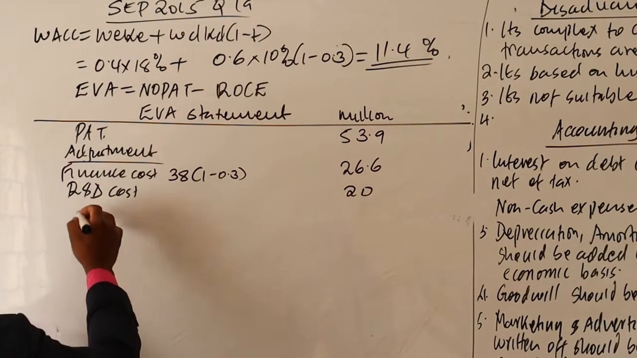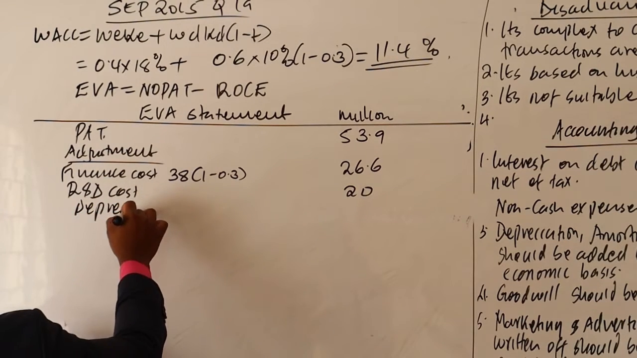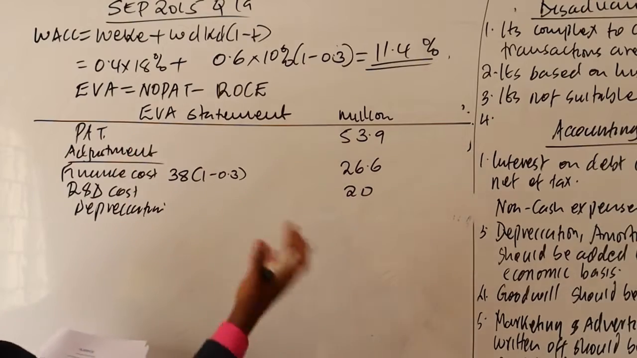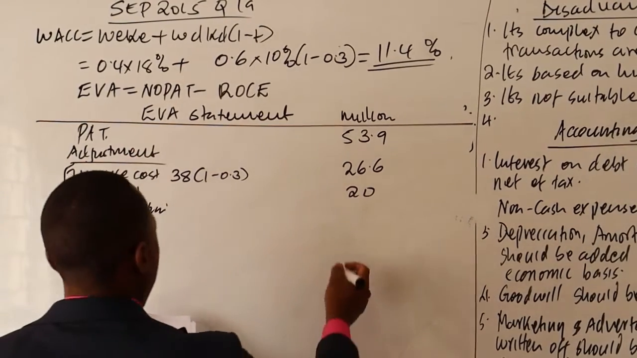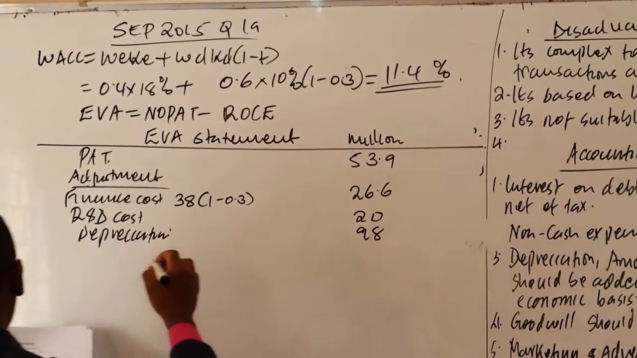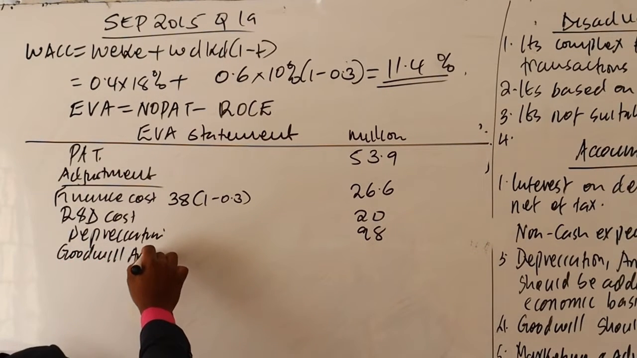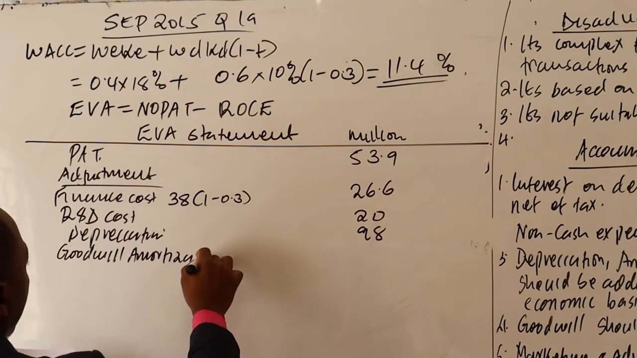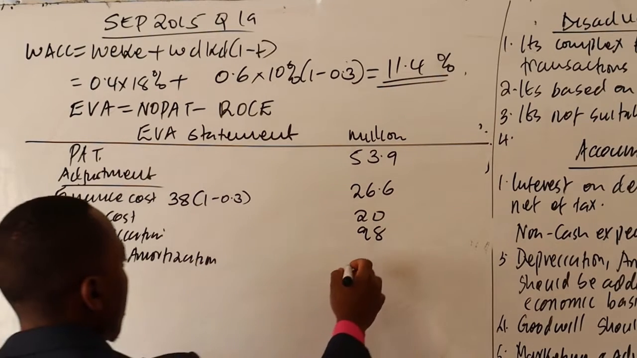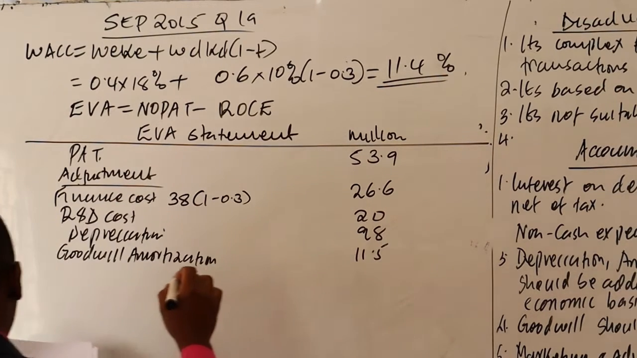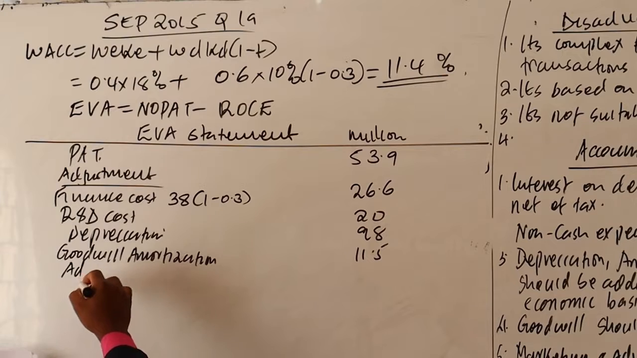Then we have depreciation. Also, we say that depreciation and impairment should always be added back. They are non-cash expenses, an amount of 98. Then we also have goodwill amortization. They are non-cash expenses, they are just provisions, which is 11.5. Also, we have advertising expenses.